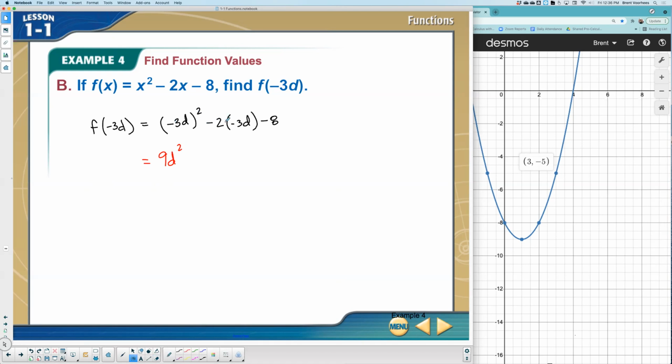Now I have a -2 times a -3d. What's a -2 times a -3? Two negatives make a positive. 2 times 3 is 6, and then the d, okay, -8. This value cannot be simplified any further. So that would be my solution there. You could try to see if you could factor it, but I'm not worried about that. It is a trinomial, so you could try the X method, but I'm not worried about that in this problem.